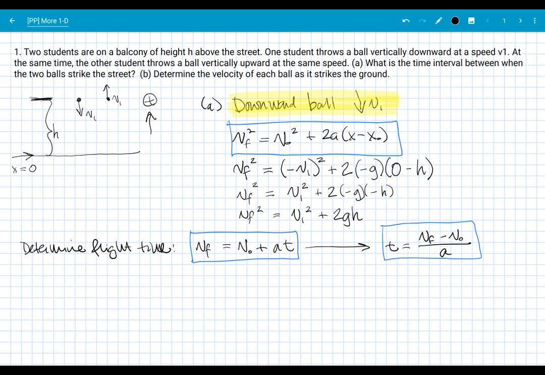So applying it to my specific situation, I'm going to call this T of the downward directed ball. That's going to be V final. In this case, that V final is downward directed, so that's actually going to be a negative value. So negative square root of V1 squared plus 2gh. And that came from right here, right? That's where that came from.